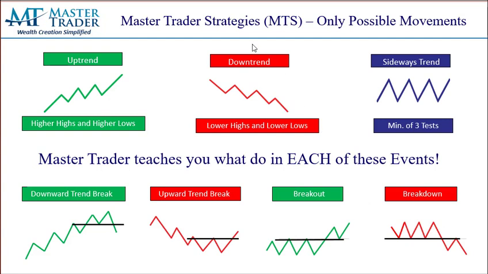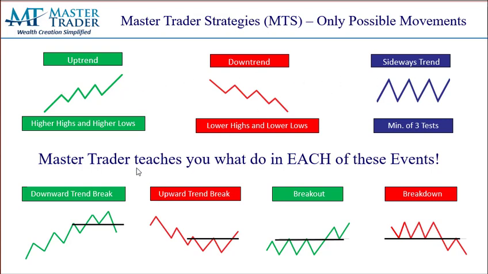Quick little background here. At Master Trader, we say that there's only 7 possible events that a stock market can do, and that applies to anything that moves: stocks, options, futures, commodities, currencies, cryptocurrencies, it doesn't matter. You either have an uptrend, which is two higher pivot highs, 2 higher pivot lows, a downtrend the opposite, and then sideways trends, which is relatively equal pivot highs and pivot lows. And then we have different strategies to trade in every single one of these trends.